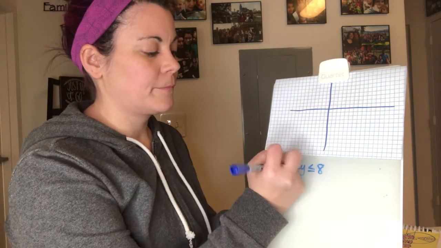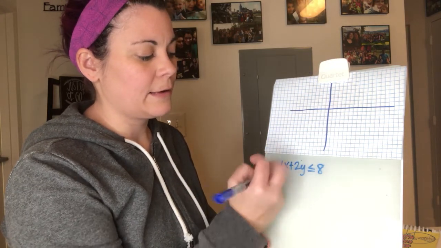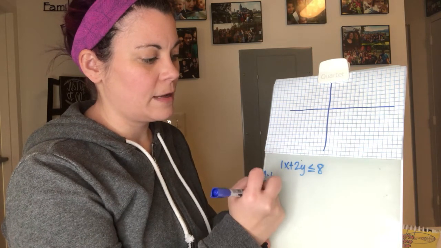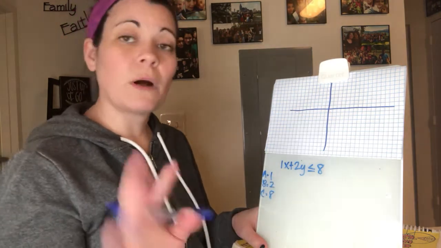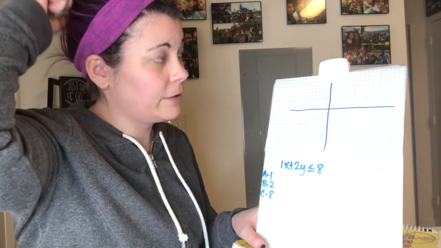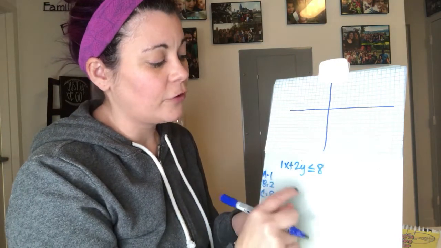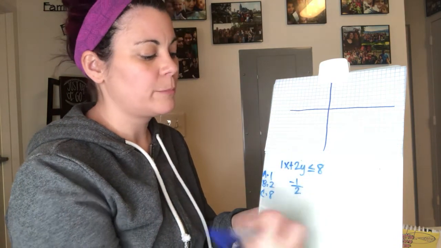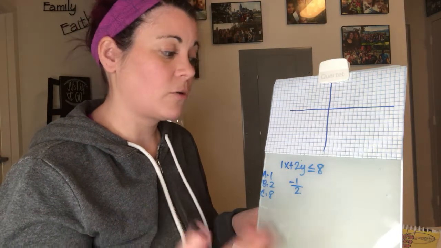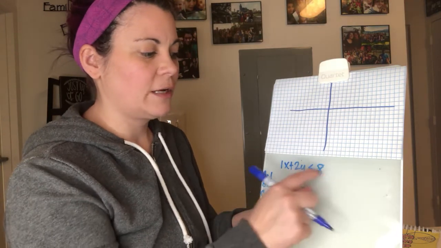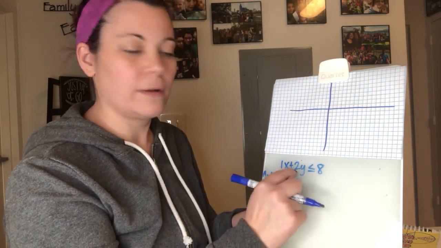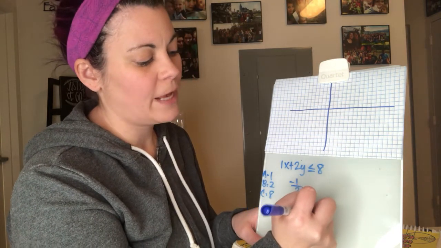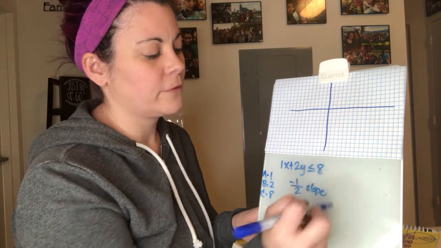A is 1, because it was understood, B is 2, and C is 8. Go watch the video on standard form and how to graph it if you want to know more. Slope is negative A over B, so negative 1 over 2 is our slope. Then we can do either the x-intercept or y-intercept. The y-intercept is C over B, so 8 divided by 2 is 4. That's the y-intercept, and the slope is negative 1 over 2.